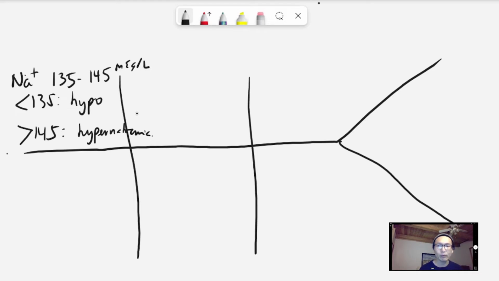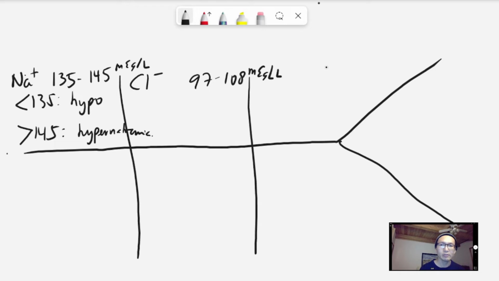So the second one will be chloride, and the normal value for this one is 97 to 108. I'm not going to talk a lot about chloride because usually chloride follows the sodium level. If the sodium is low, the chloride will be low most of the time. If sodium is high, the chloride will be high. And this is also in milliequivalent per liter.